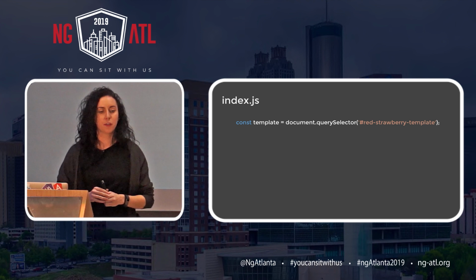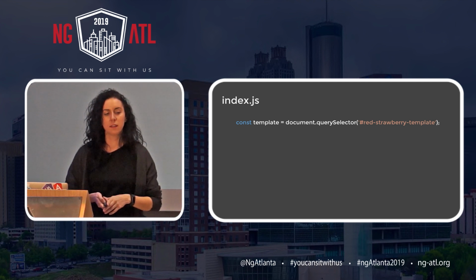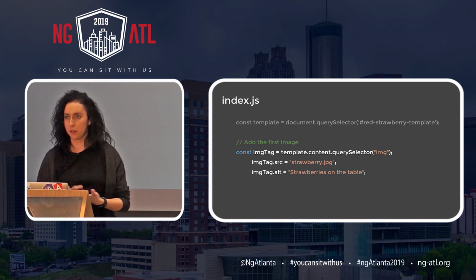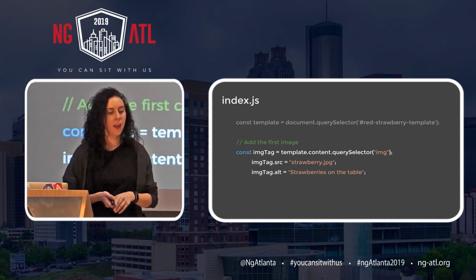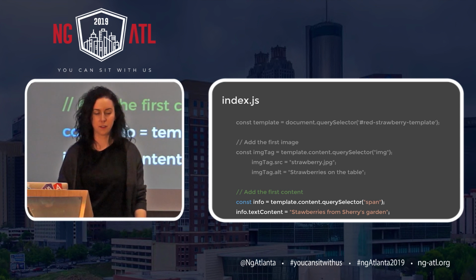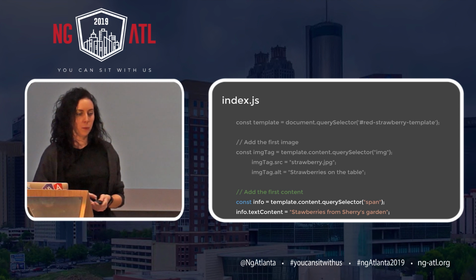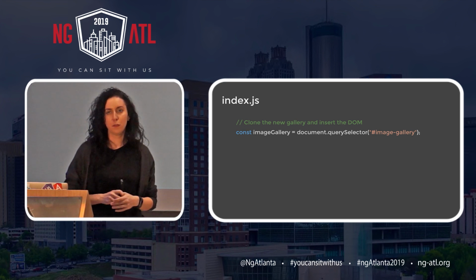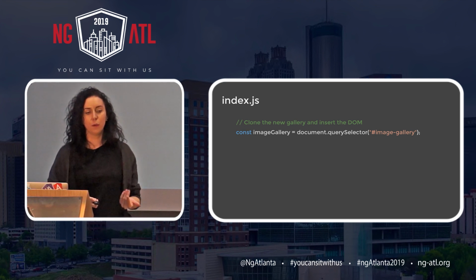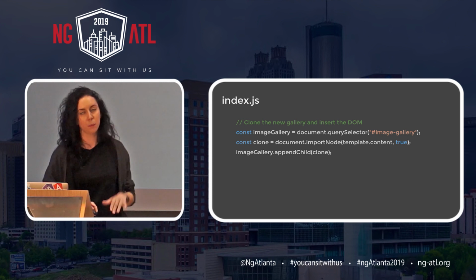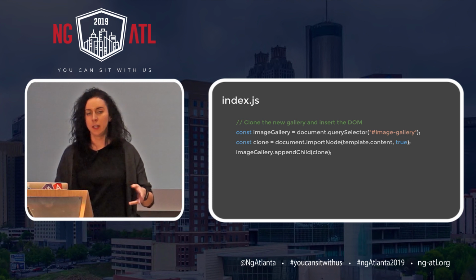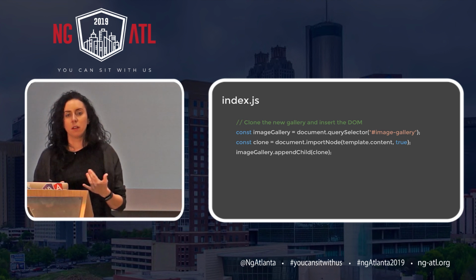Now, in our JavaScript, we have a reference to our template. We add the image, and we also add an alt attribute because we want to make sure it's accessible. And last but not least, we add the description, in this case, strawberries from Sherry's garden. Then we need to append it to the DOM. But just before we do so, we need a reference to our placeholder. We then clone the template, and we append it to the DOM. That's it. As simple as that. And we can do this as many times as we like.